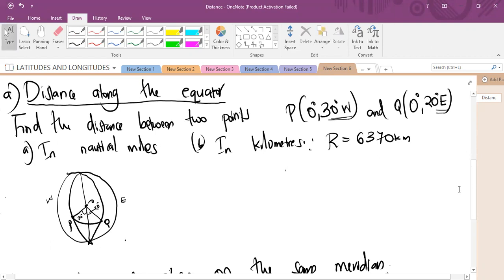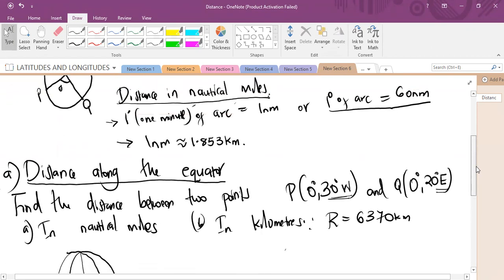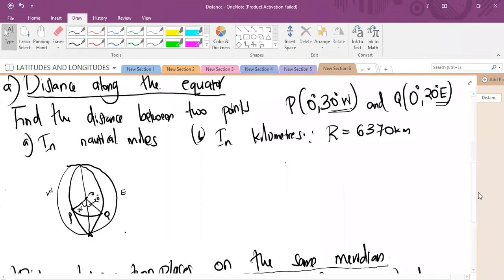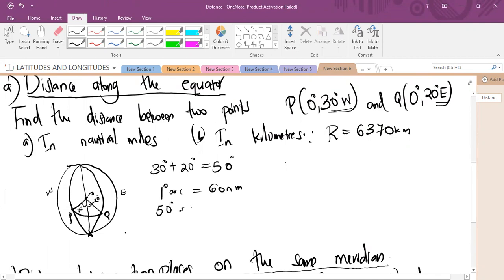From the formula here, we can clearly see that 1 degree of arc is equal to 60 nautical miles. Now, how many degrees do we have here? We have 30 and 20, and they're on opposite sides, so 30 degrees plus 20 degrees is equal to 50 degrees. So if 1 degree of arc is equal to 60 nautical miles, then what about 50 degrees of arc? 50 degrees will be 50 times 60, and this will give us 3,000 nautical miles. So that's how we get the distance in nautical miles.